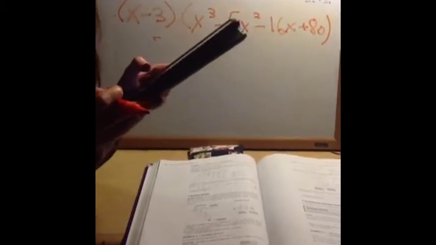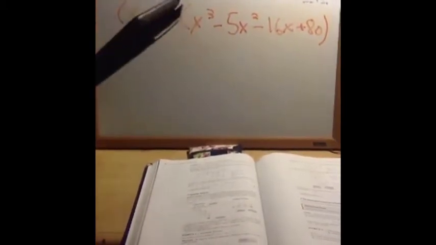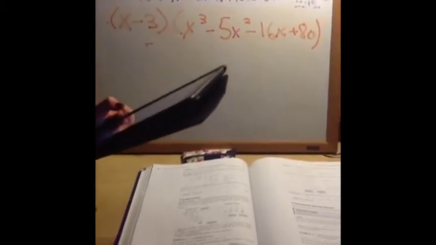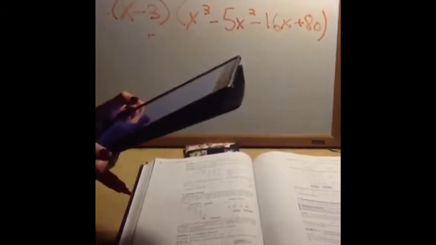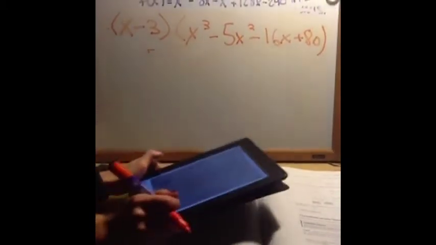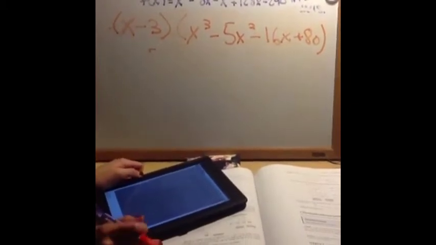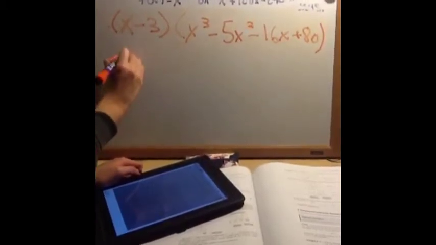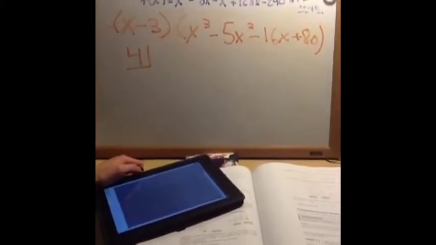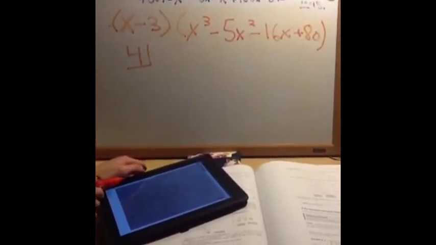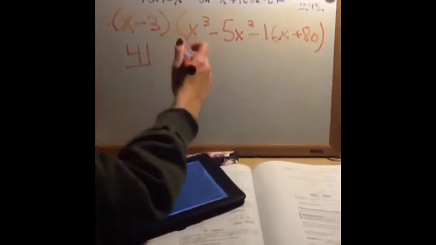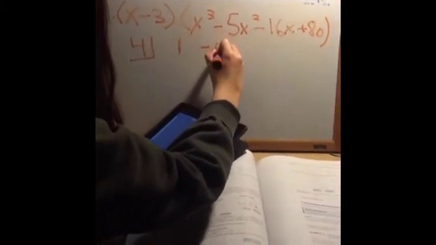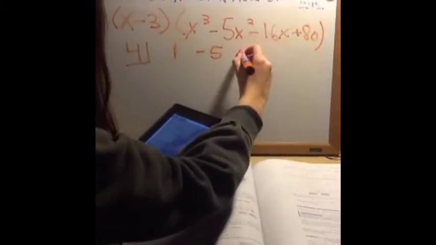When we have so many possible roots, you're going to plug them into your calculator, otherwise it will take you forever. What we found was that positive 4 works as a root, because it equaled 0 in the end. So we're going to put positive 4 and use synthetic division to make sure that it is a root. It's going to be 1, negative 5, and so on. These are the coefficients of this polynomial right here.